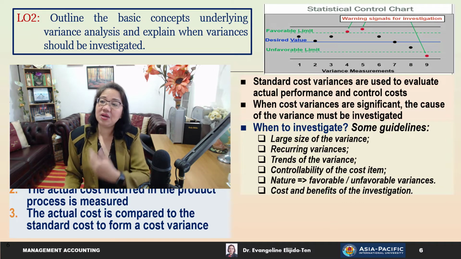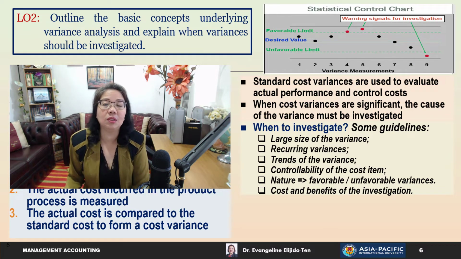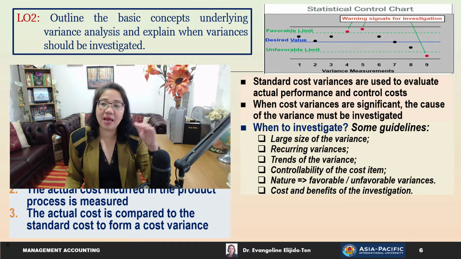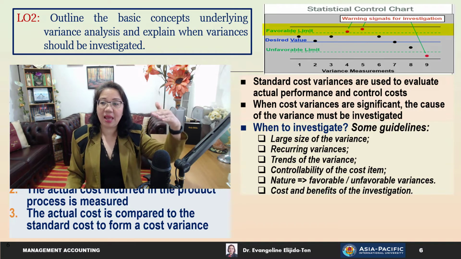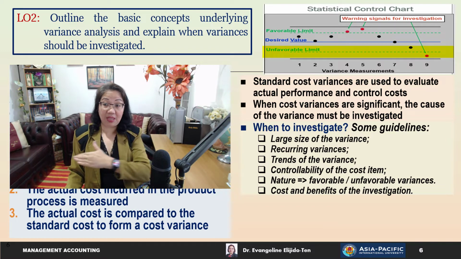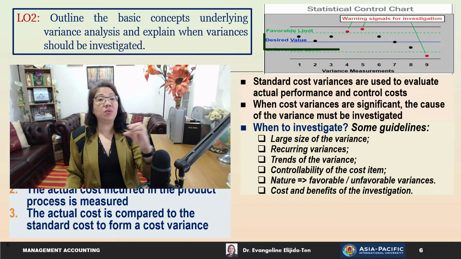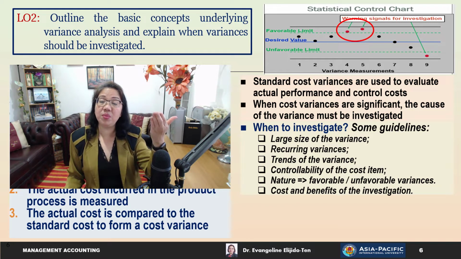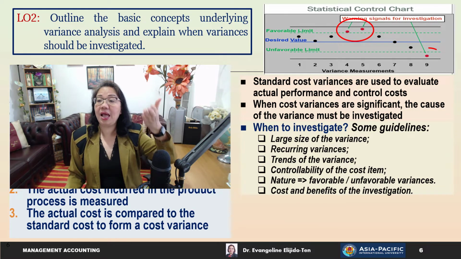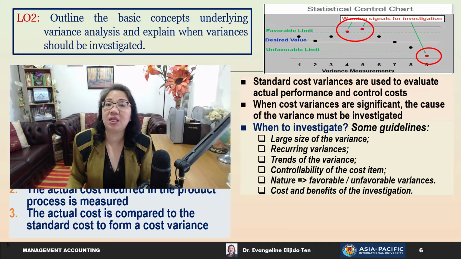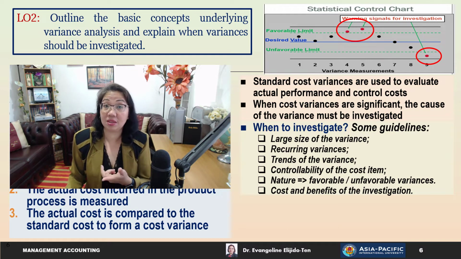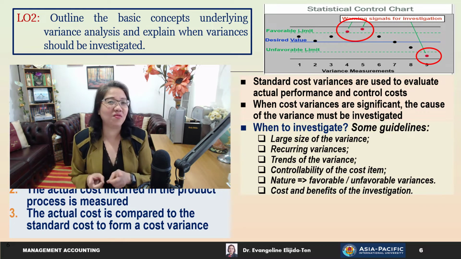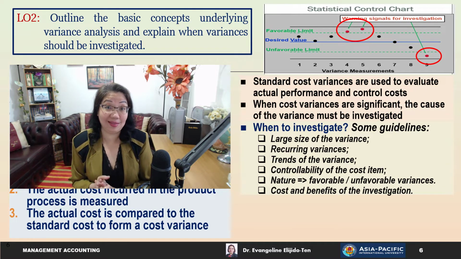All right, here is an example of a statistical control chart. You might have the favorable limit and the unfavorable limit as the bottom, and of course in the middle would be your desired value. Anything above the favorable limit and anything below the limit, as shown in the red dots there, will most likely have to be investigated. This is what we normally refer to as management by exception.